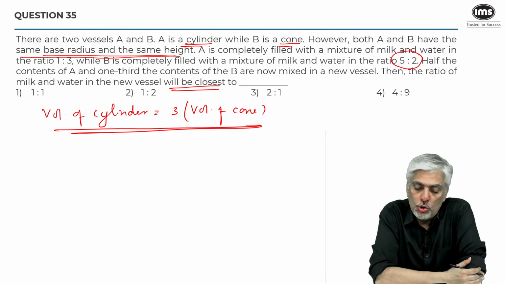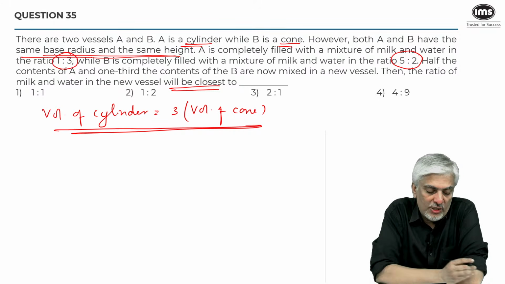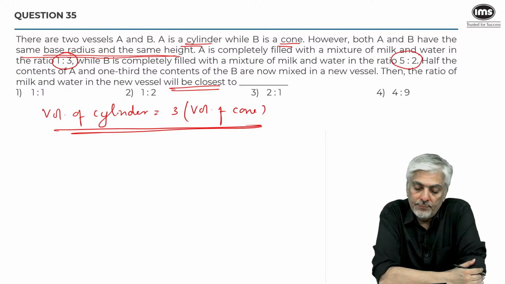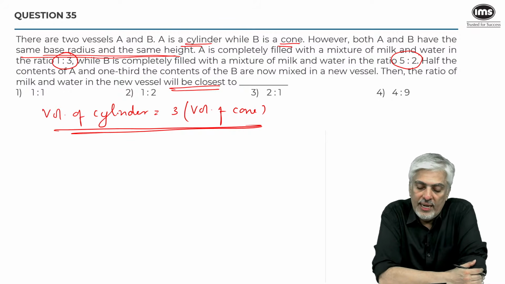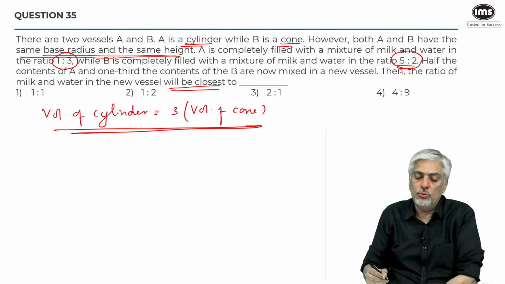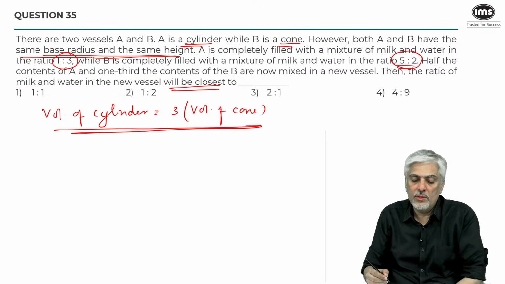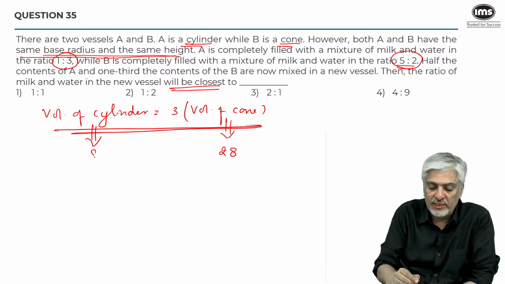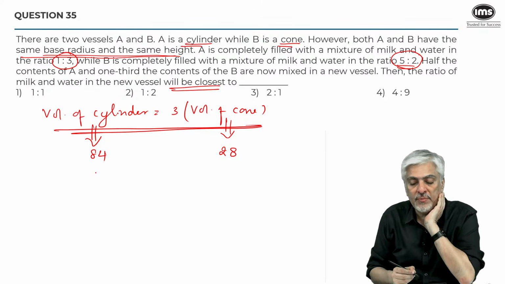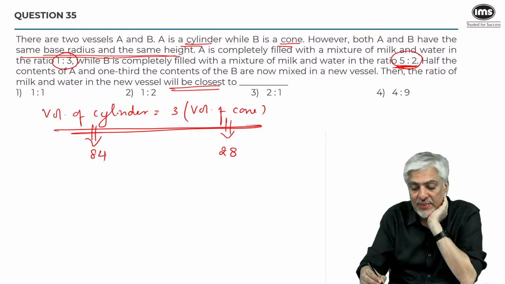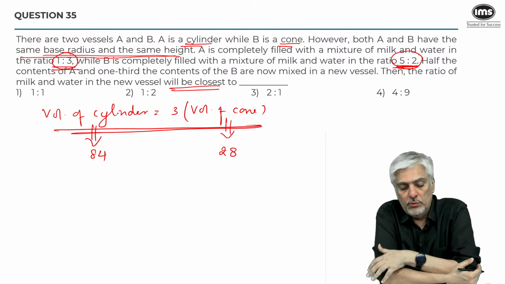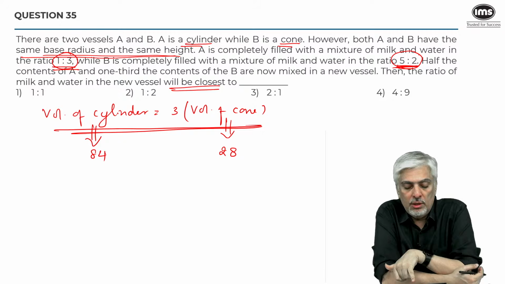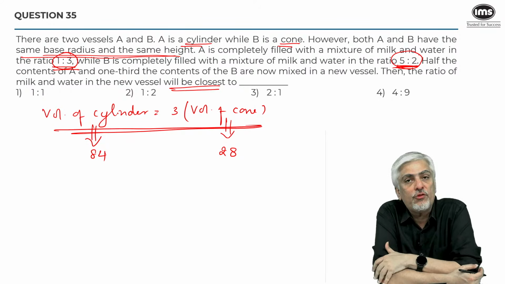This is given as 5:2 and for the cylinder it is given as 1:3. A is completely filled with a mixture of milk and water in the ratio 1:3 and over here it is 5:2. Okay, so listen and tell me why I have taken these numbers. I would start with volume of cone as 28 and volume of cylinder as 84. I took 28 because I had to have a multiple of 7 and I also wanted a multiple of 4. So I definitely wanted a multiple of 7 and 4 both. So I started with 28 and 84.